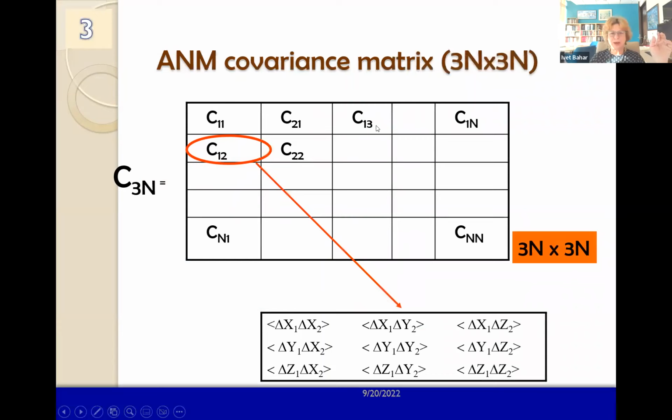Now the ANM covariance is, if you wish, similar in form to the GNM covariance matrix, but each element is a super element composed of 3 by 3 matrices, looking at correlations between X, Y, Z components of different amino acids. So it's a more complicated, let's say, covariance. If you square the diagonal elements and sum them up, they will be identical to those of the GNM, but now we have more details.